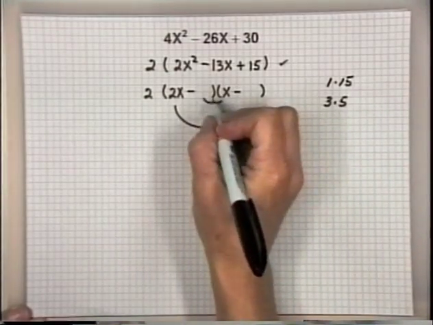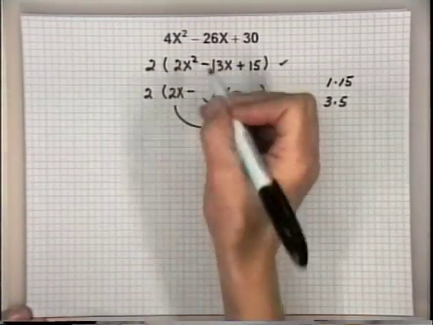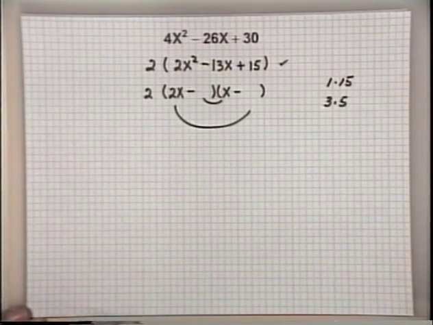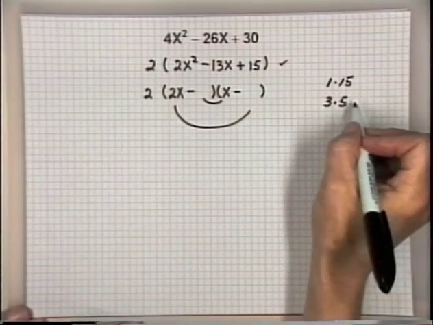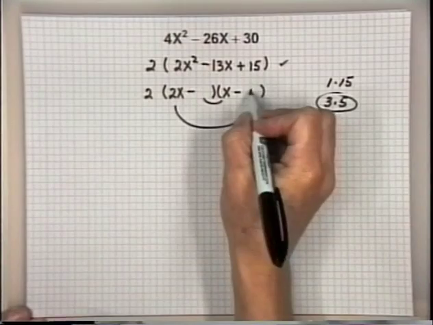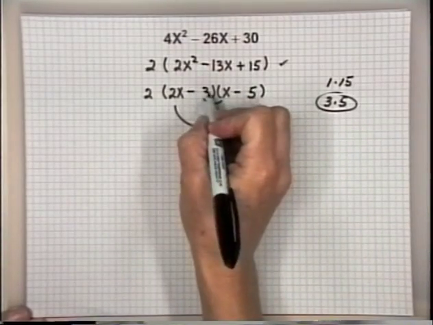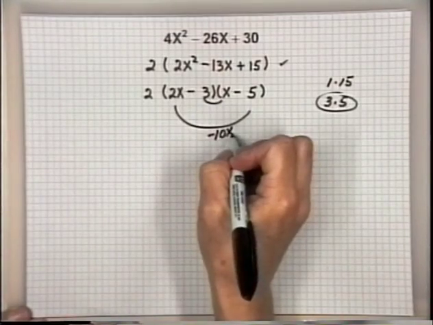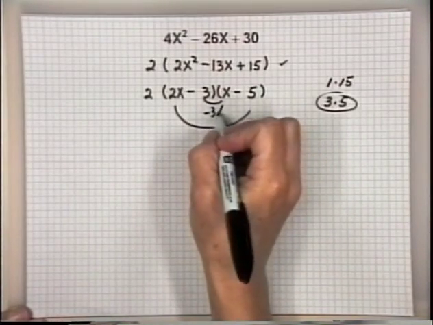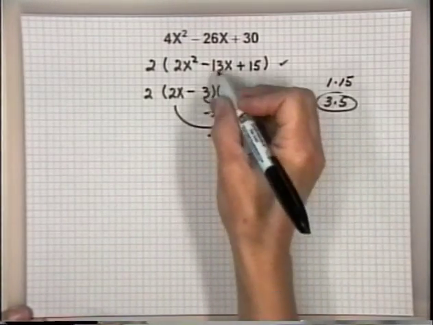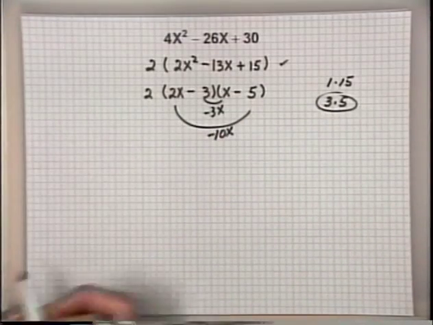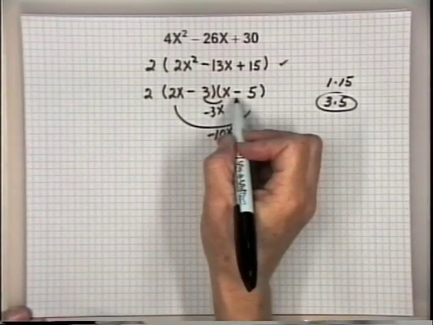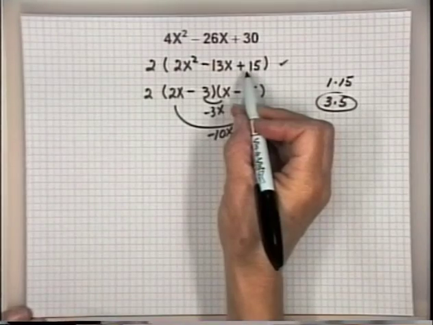Since I have the same signs here, I need these to add up to 13. I think 15 is too big. Using these two, if I place the 5 here and the 3 here, my outside product is negative 10x. My inside product is negative 3x. This adds up to the negative 13x in the middle. And negative 3 times negative 5 is positive 15.